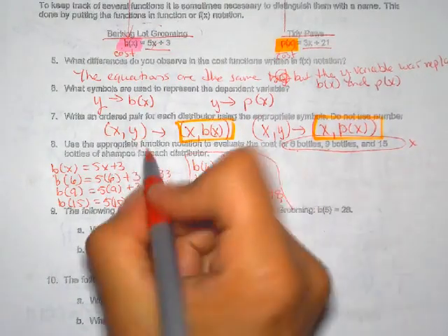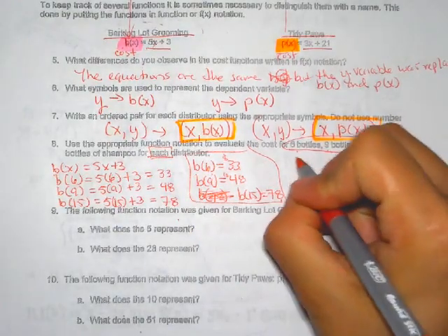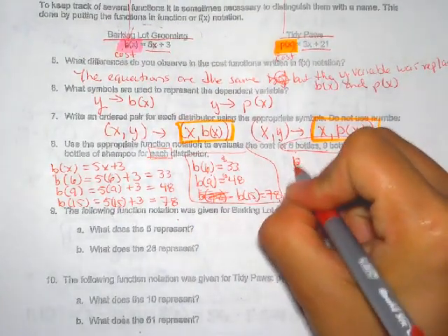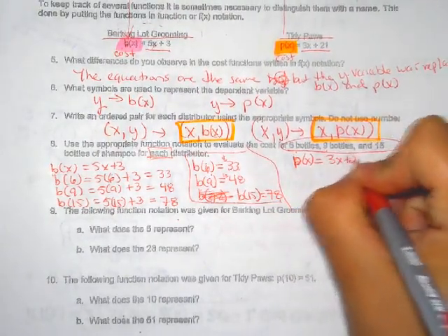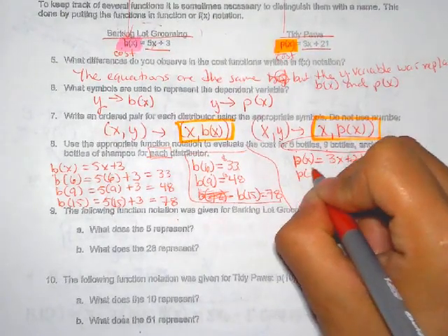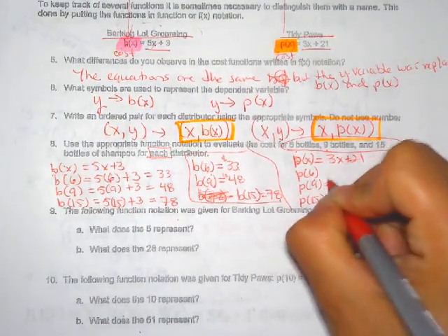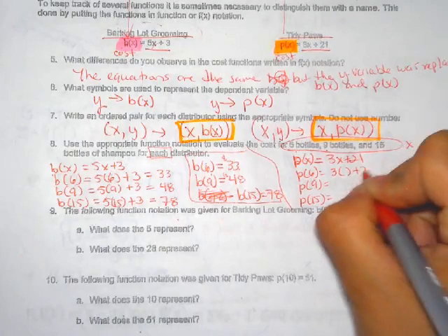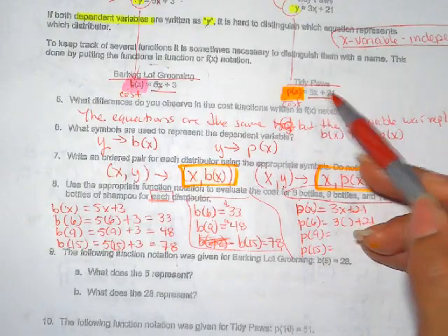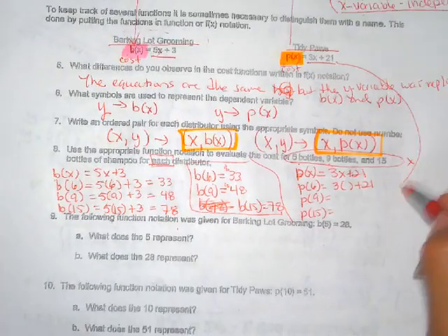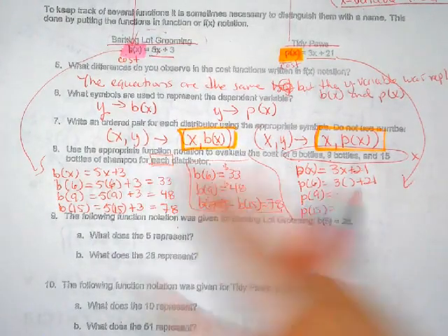Then we have to do it again because it says for each distributor. Guys, please don't forget it's for each distributor, okay? B, no, it's not b anymore, right? Now we're doing Tidy Paws costs. So p of x, that one's 3x plus 21. And we're going to do the function with 6 bottles, with 9 bottles, and with 15 bottles. Say it again. 3x plus 21, it's right here. The equation. Yeah, we're doing one with Tidy Paws and one with Barking Lot Grooming, it says for each distributor.